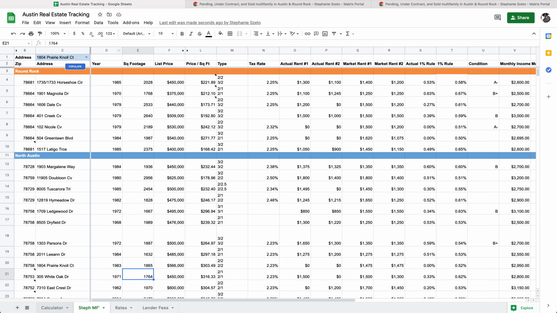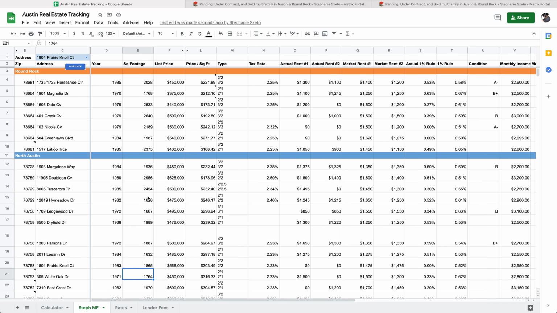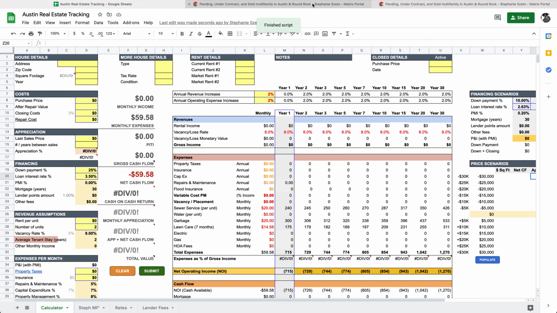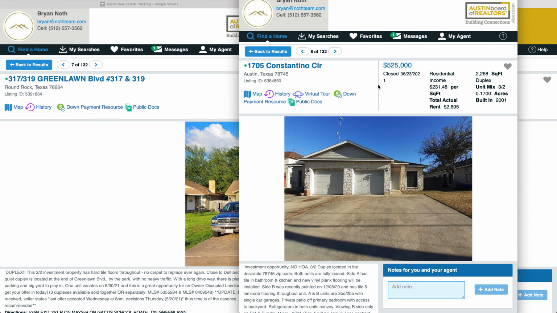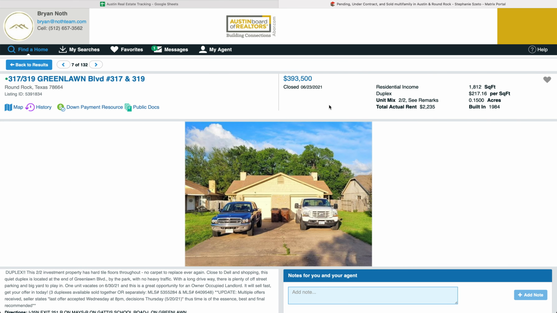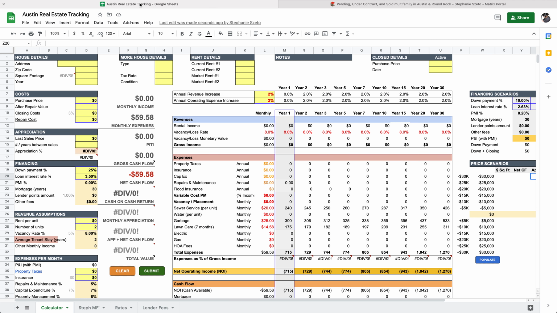Basically I can punch in, did I click submit? If I click submit, it saves it to this spreadsheet, and then I can click populate to populate the information back into the spreadsheet. In this case, I want to clear because I want to start over, and we will continue on with Costantino Circle. Okay, we'll just do this one.